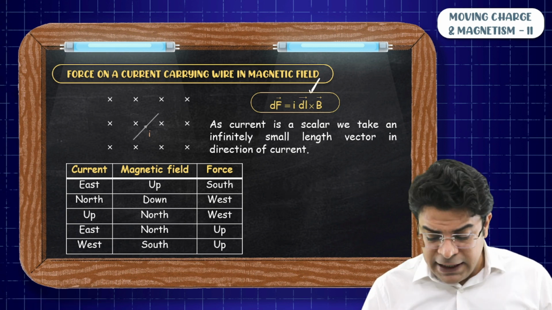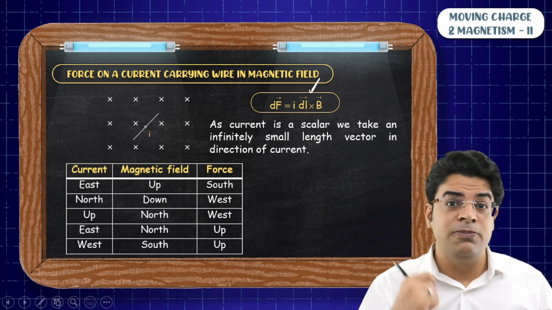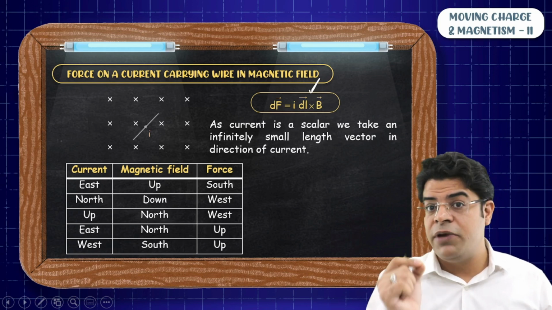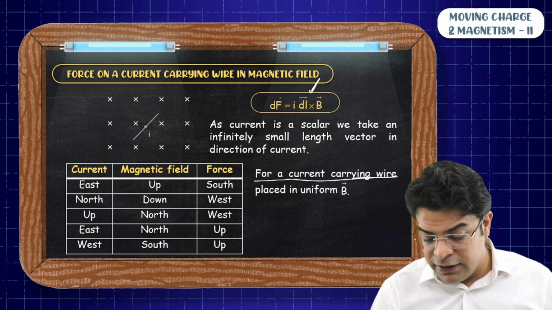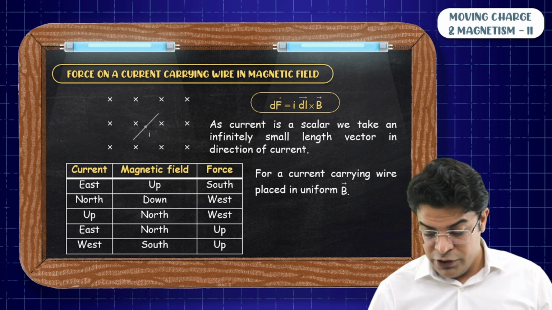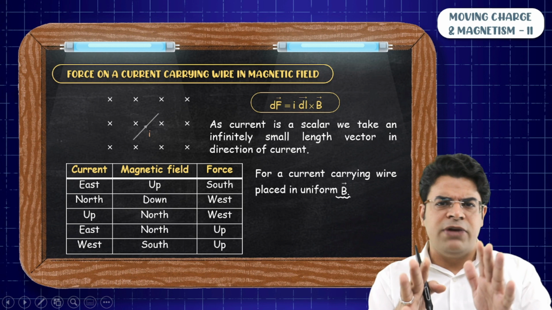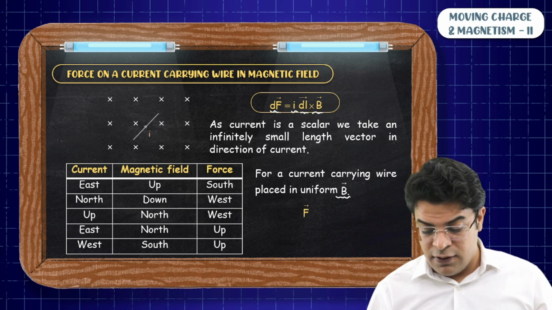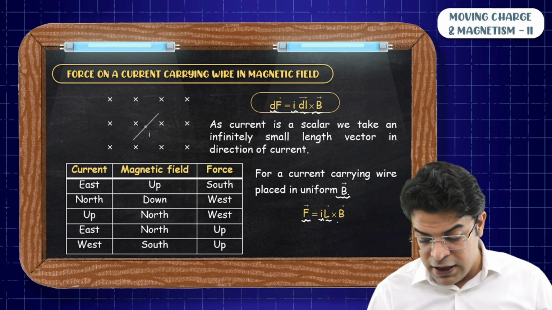Now this is the case when you have got an infinitely small length dl, but there is a special case that has to be understood, and be very cautious when I am explaining this second case. The force on a current carrying wire when placed in a uniform magnetic field. When the magnetic field is uniform, it means that it has the same magnitude and same direction everywhere. Then rather than dF equals I into dl cross B, you can write the force acting on the current carrying wire equals I into L cross B.